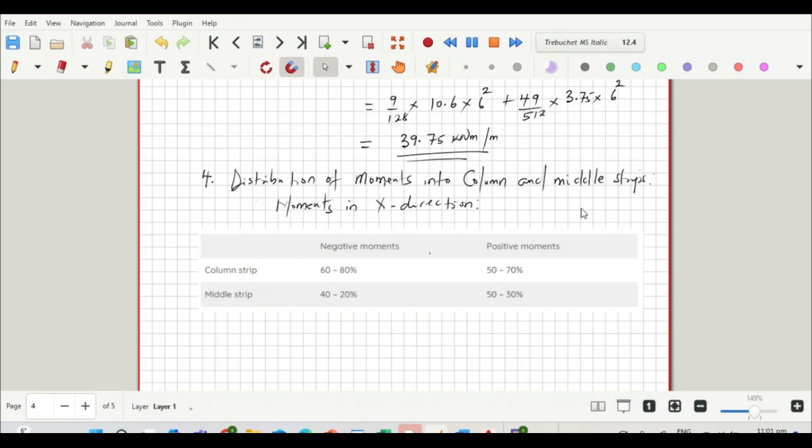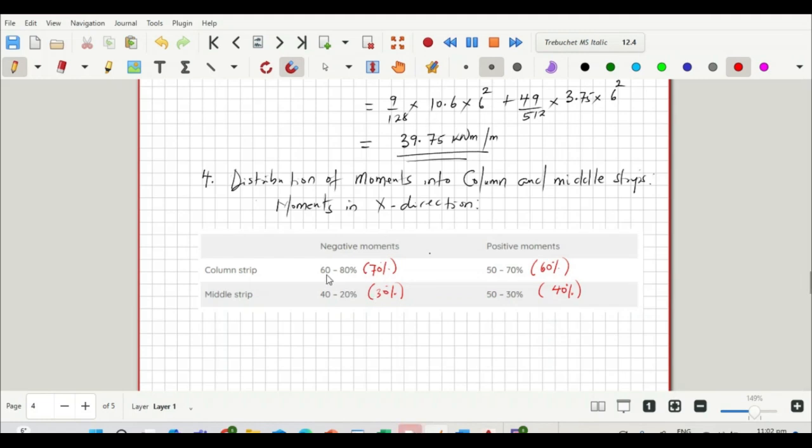As seen, for negative moments in the column strips, you can distribute between 60 to 80%, and for the positive moments, you can do 50 to 70%. Again, for the middle strip, considering the negative moments, you can do 40 to 20%, and for the positive moments, you can do 50 to 30%. But in our design, we'll be using the mid of these values. So we'll be doing 70% for the column strip negative moments, then 60% for the column strip positive moments, and then 40% for the middle strip. This is what we'll be using for our design.